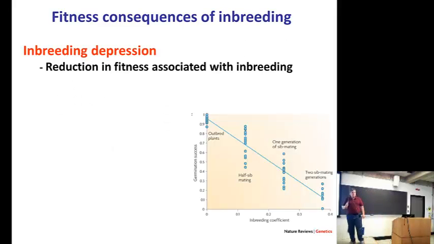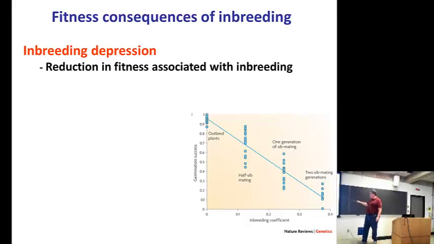So why do we care about inbreeding? Well, inbreeding commonly leads to something called inbreeding depression. And the depression here just refers to the fact that organisms have depressed fitness when they're the result of an inbred mating than when they're the result of an outbred mating.